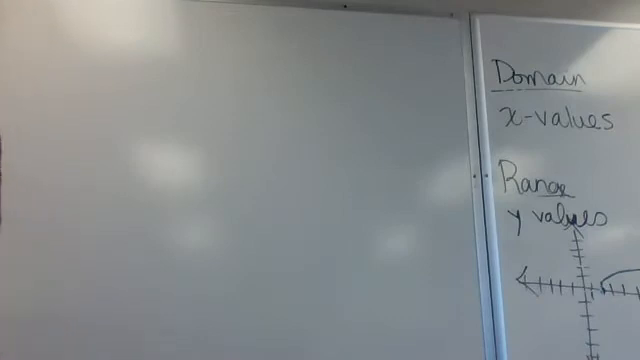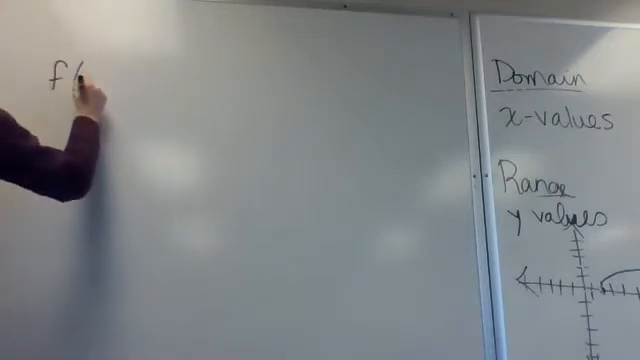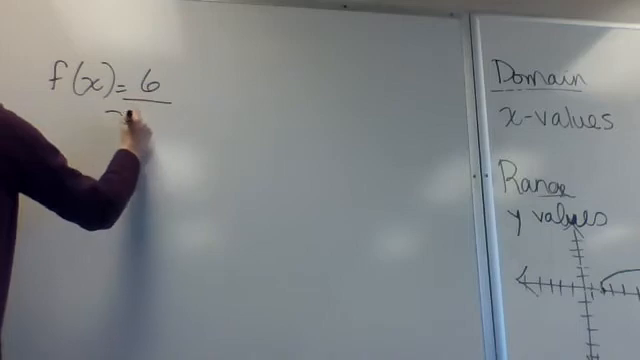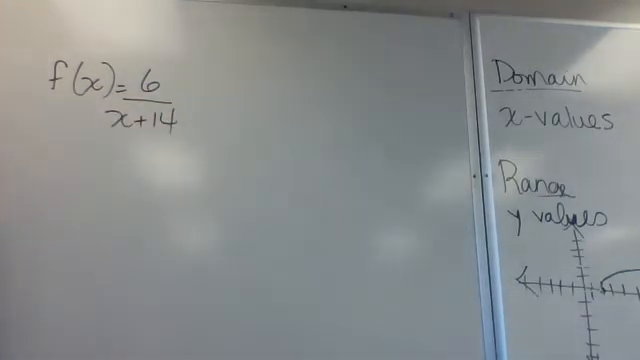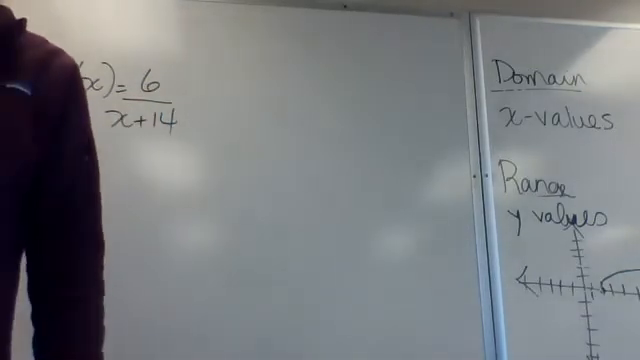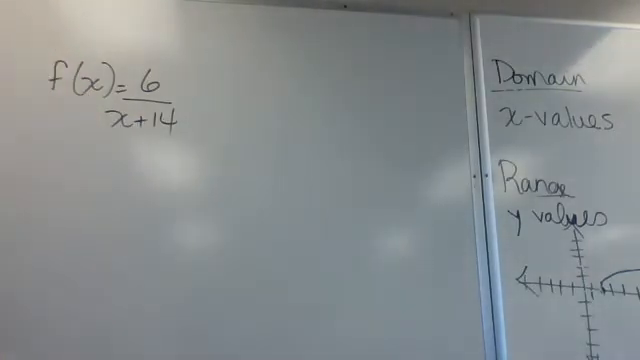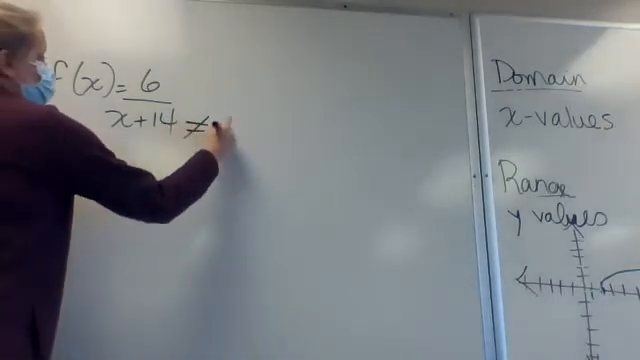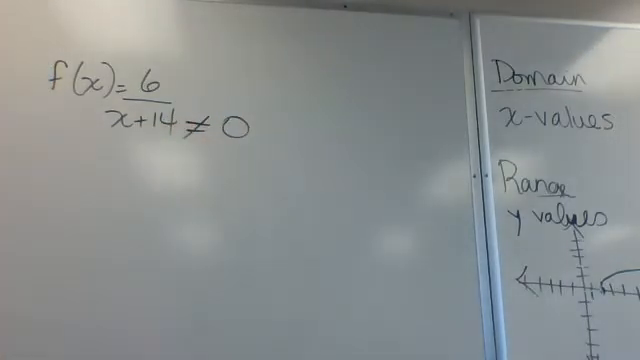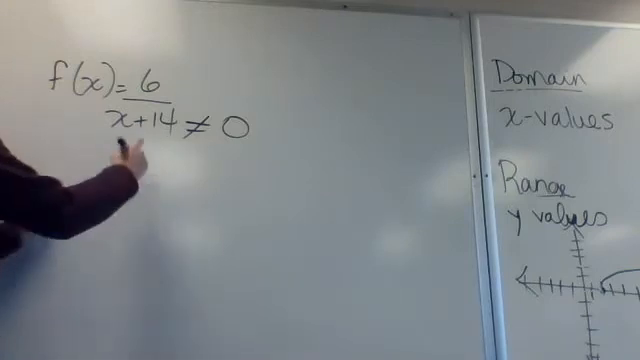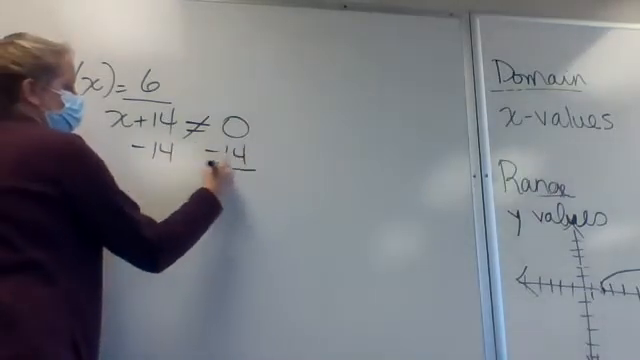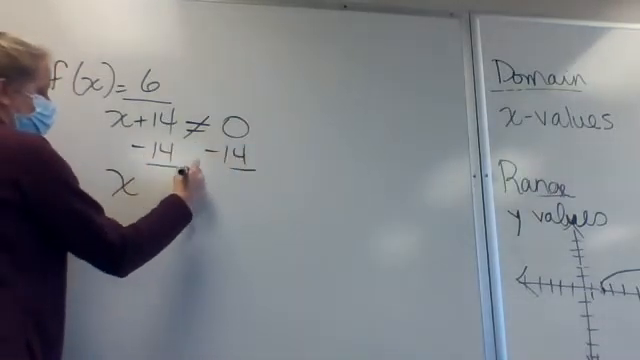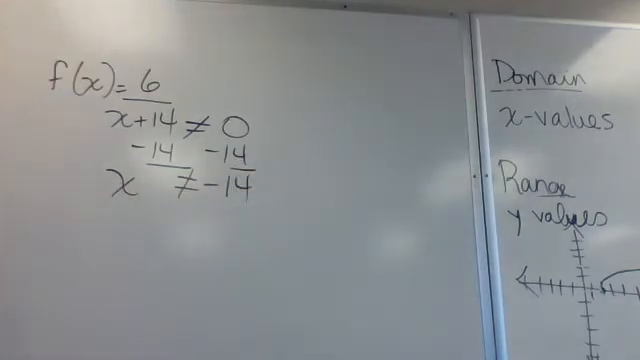F of x equals 6 over x plus 14. All right, so I do have an x in my denominator. What can your denominators not do? That can't equal 0. So set it up equal to 0 or not equal to 0. Solve it for x, which means subtract 14 from both sides. So what can x not equal? Negative 14.